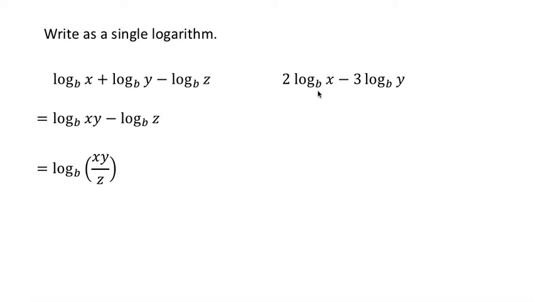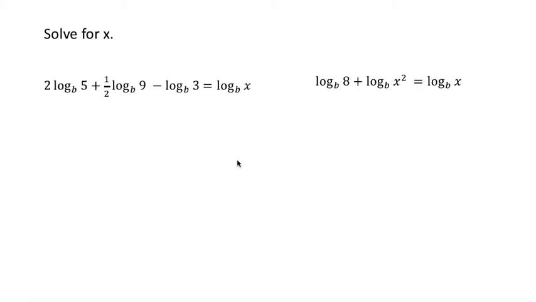Over here, well, we've got to use the third law first. We've got to get rid of the 2 and the 3, so we just have logs. So we do that. 2 log x is log of x squared. 3 log y is log of y cubed. Okay, and subtract, so we're dividing. Okay, so the fact that we can make 2 or 3 logs into 1 log is really useful when it comes to solving questions like these.